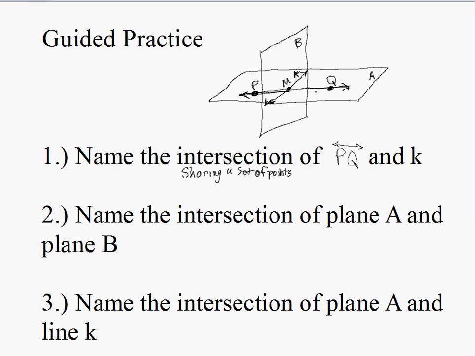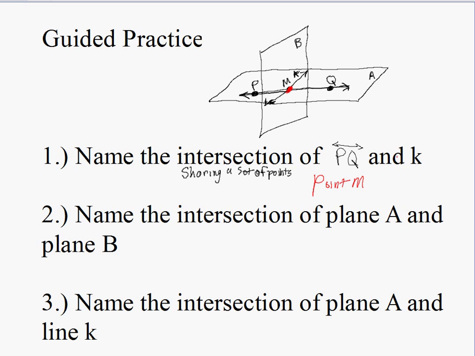So look at line PQ and line K. Okay, so here's the K, here's line K, and here's PQ. Do they share a point? Well, hopefully you do see that they do. Right here, we would say it's M. So the answer for number 1 would be point M.